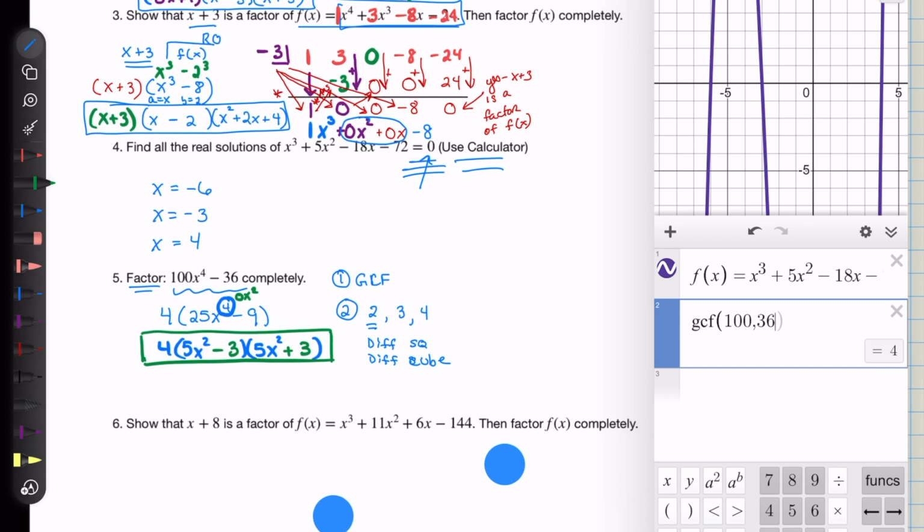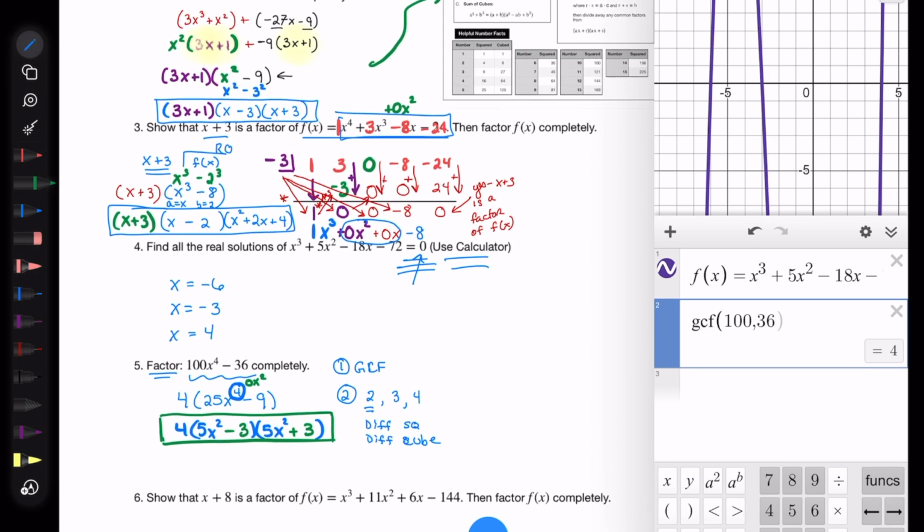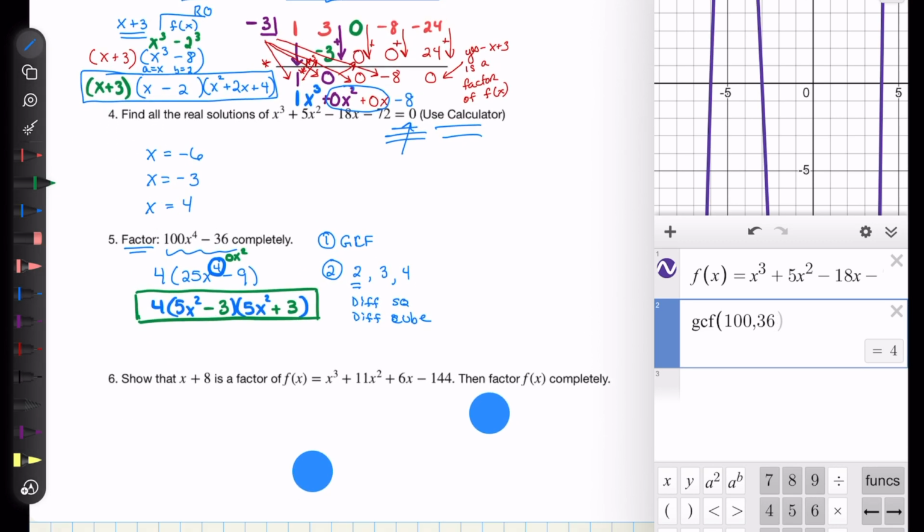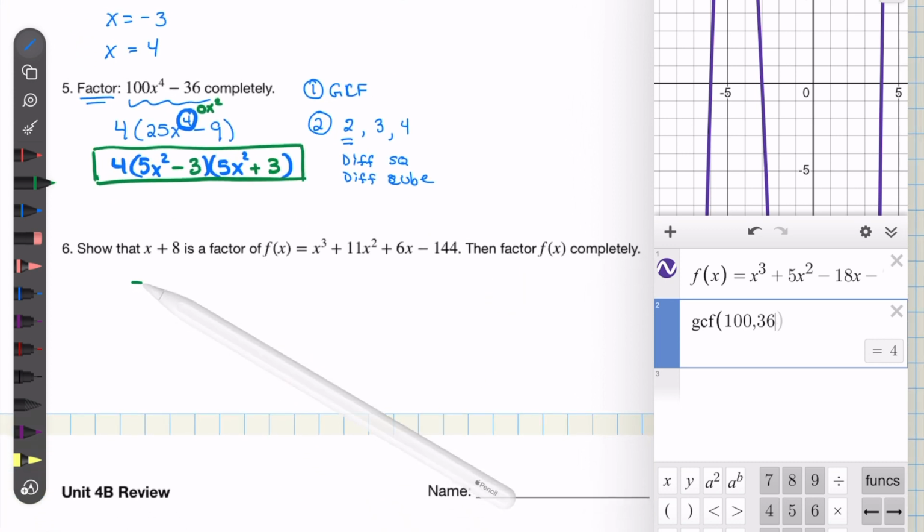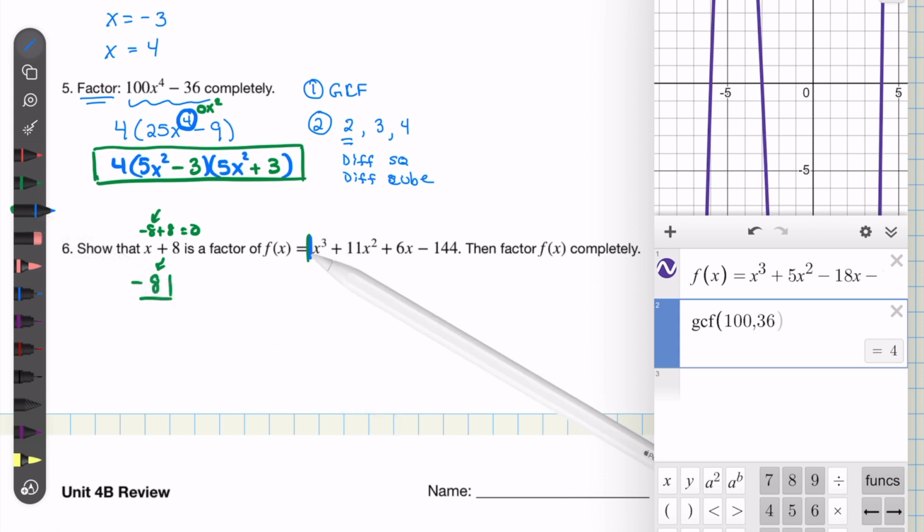And finally, number 6 on this page. I'm not going to go through all the reasoning again because this is just like number 3. I'm going to use synthetic division with a -8. Remember, it's always the 0 or the opposite sign that you put in there. -8 makes it 0. That's why we call -8 the 0. And then I write down my coefficients. I've got 1x cubed, 11x squareds, 6x's, minus 144. And if it's a factor, then our remainder is 0.